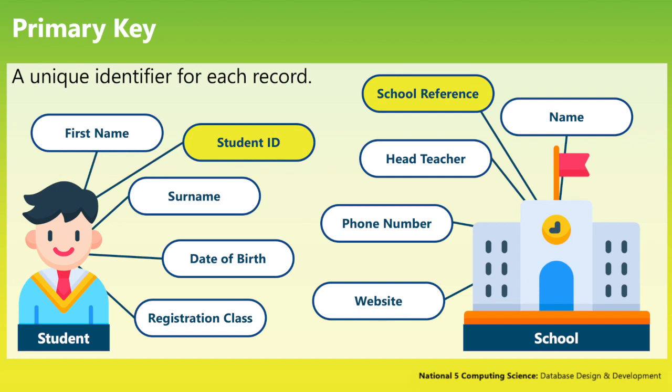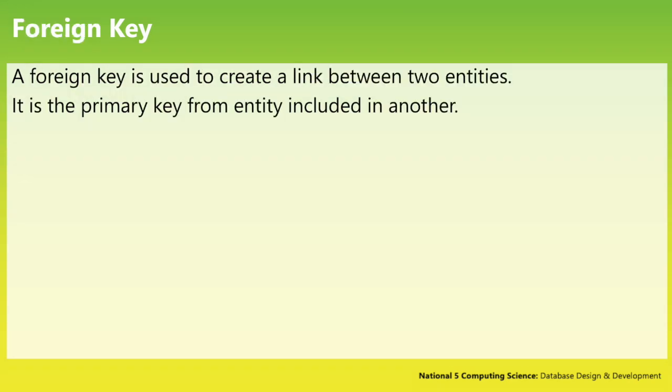Now that we have these two tables, we need to consider the fact that there's a link between these two tables, because a student attends a school. So how do we go about linking these two tables together? To link the two entities together, we use something called a foreign key. This is the primary key from one entity included in another.